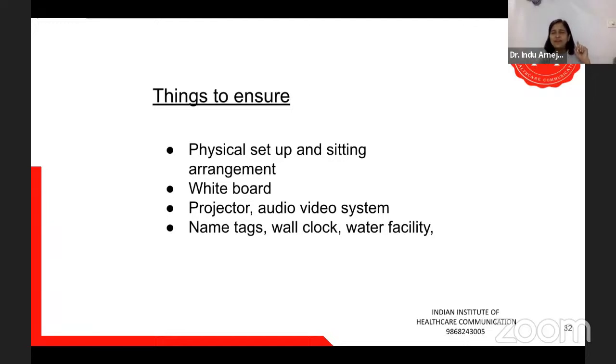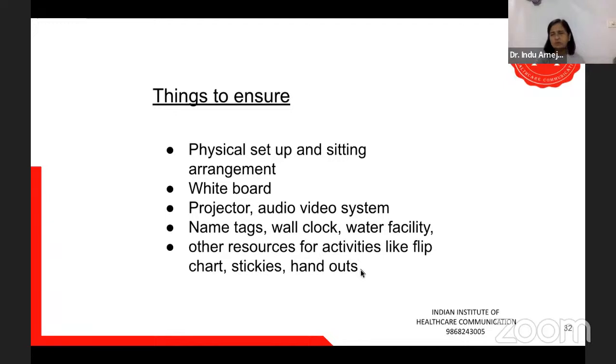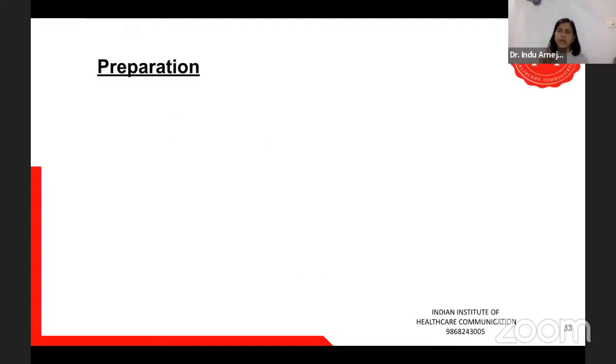Oh, it's lunchtime, it's tea time. You should be able to see things like water facility, tea, coffee. I think that we all know, but make sure that these things are available. Then other resources, like if you're planning to use some flip chart or some stickies, handouts, all that should be ready and in place. This I think we have covered last time also, but I just thought that we need to reiterate. Now coming to the preparation for this session.